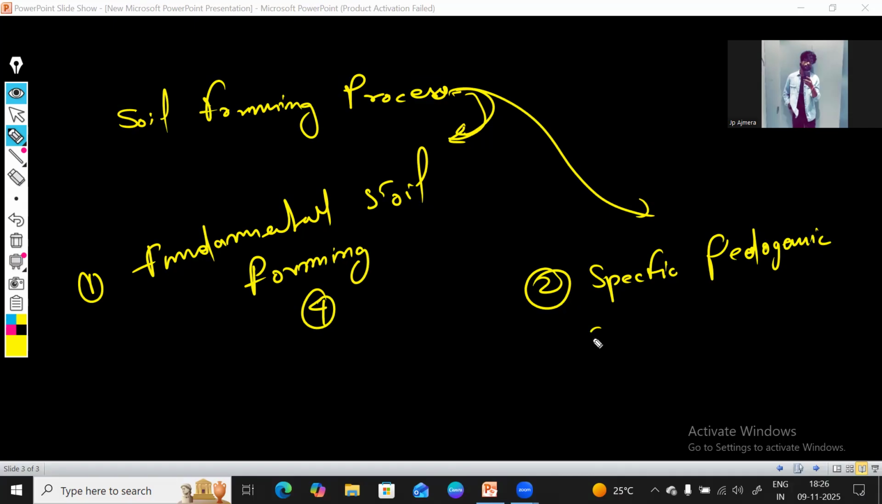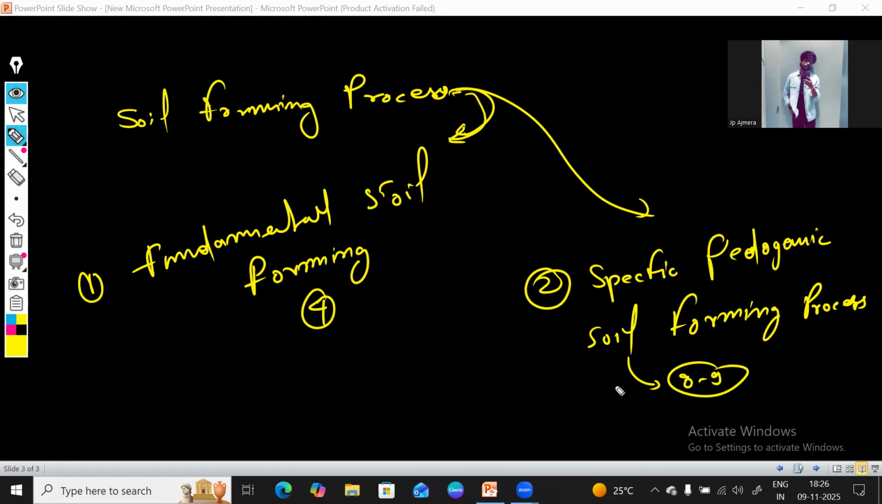Specific pedogenic soil forming process. Cool. I do not know the fixed number, but there are 8 to 9, maybe more. But these are what we usually study.